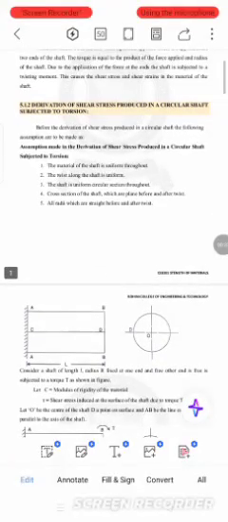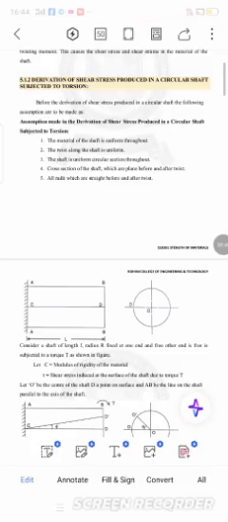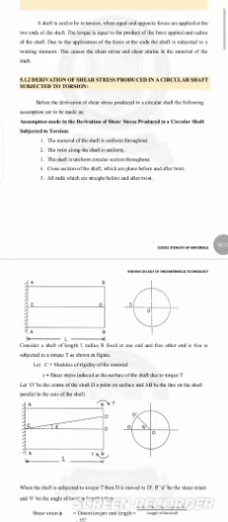Derivation of the stress produced in a circular shaft subjected to torsion. Before the derivation of shear stress produced in the circular shaft, the following assumptions are to be made. First, the material of the shaft is uniform throughout. The twist along the shaft is uniform. The shaft is of uniform circular section throughout. Cross sections of the shaft which are plane before twist remain plane after twist. All radii which are straight before twist remain straight after twist.